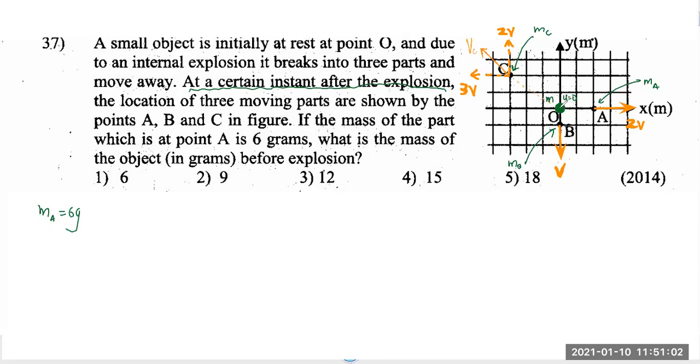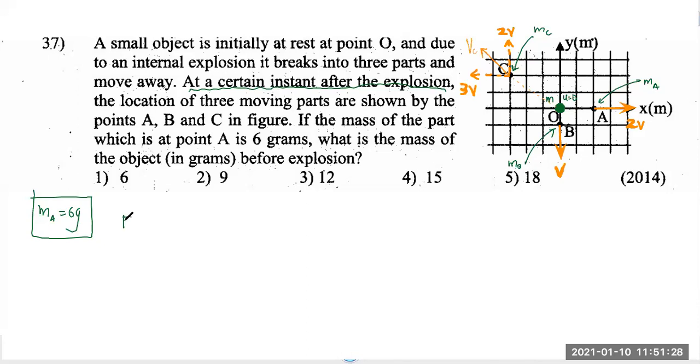Or you can speak in terms of east, west, south, north as well. It's totally up to you. Okay, then how are we going to find the answers? Let's start now. We know the mass of A, which is 6 grams. So we need to find the other masses. The best approach would be to consider the horizontal momenta first and find MC. Why is that? Because I know MA, I don't know the mass of B.